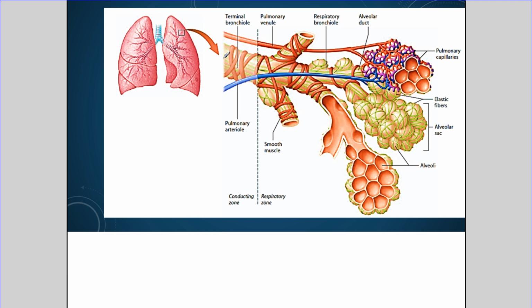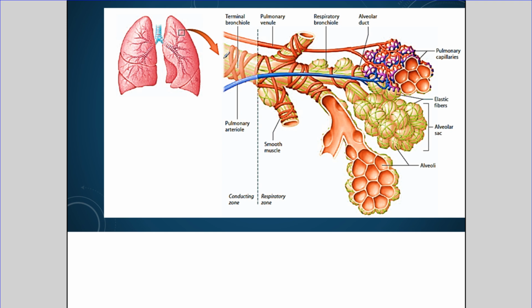Bronchi, bronchioli. Okay, so that's what we're looking at here. We've got our capillary bed right here. And remember, that's where all your blood vessels get really small. Your arteries become arterioles, veins become venules, and they get really small so they can make that gas exchange.